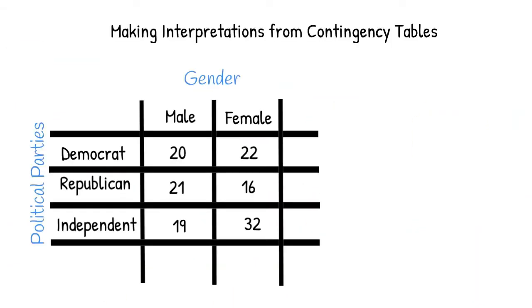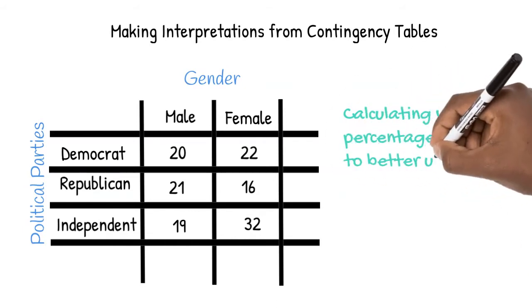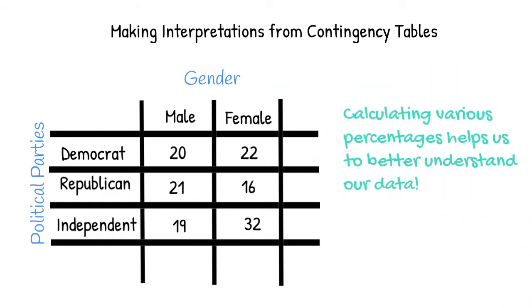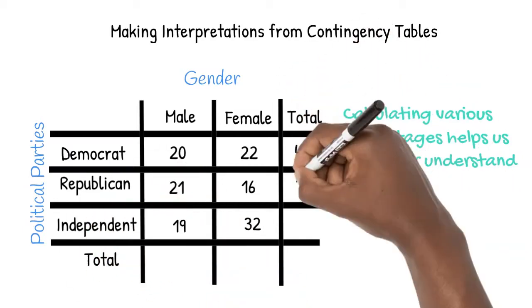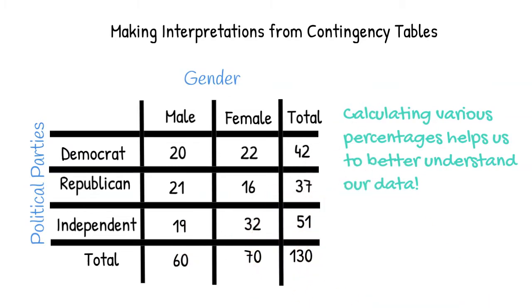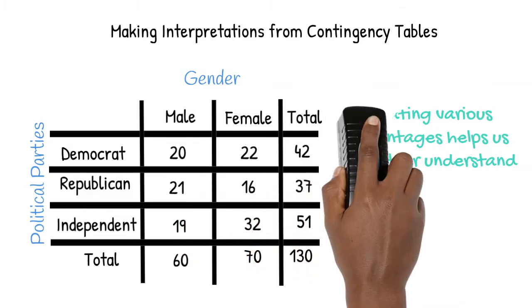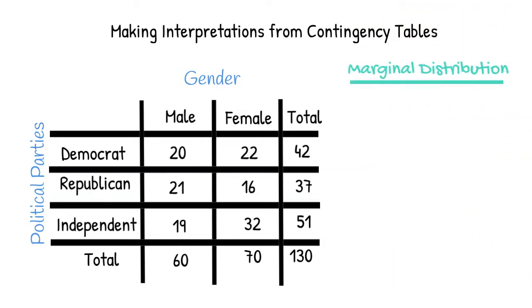Another set of interpretations can be made through calculations. Calculating various percentages helps us to better understand our data. Before we can start calculating percentages, we need the sums for each row and column, along with the total number of people surveyed. Let's start by looking at what we can interpret from marginal distribution. Marginal distributions are percentages calculated from the margins, or the total row and column, of our table.